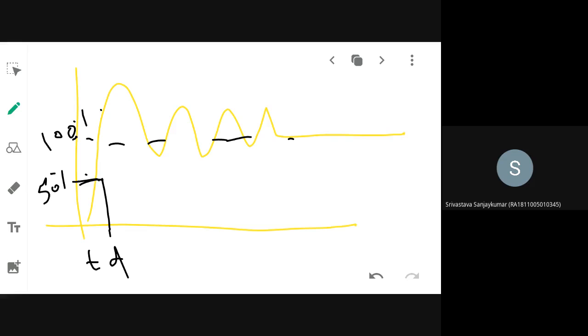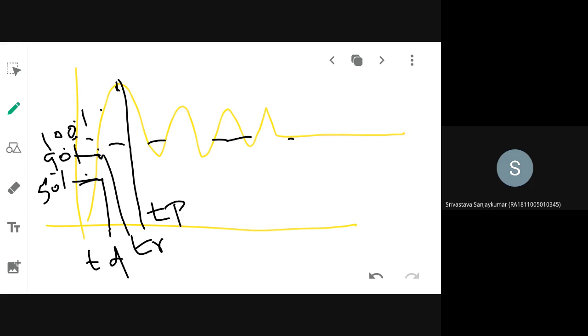Suppose the time taken by the system to reach 90%. Let this be 90%. That time will be called as TR. What is TR? Rise time. Here I am having the first peak. So this time will be called as my peak time. The oscillations will continue and finally it settles here to the steady value.